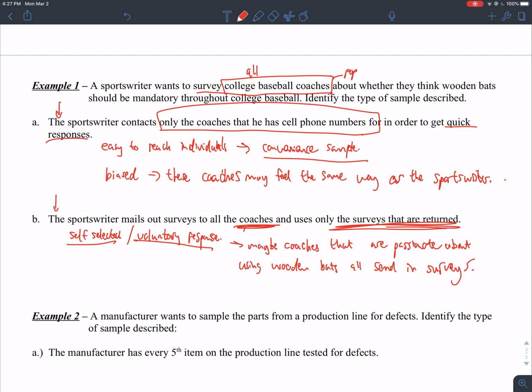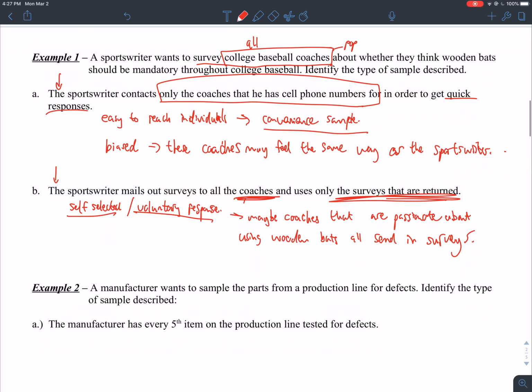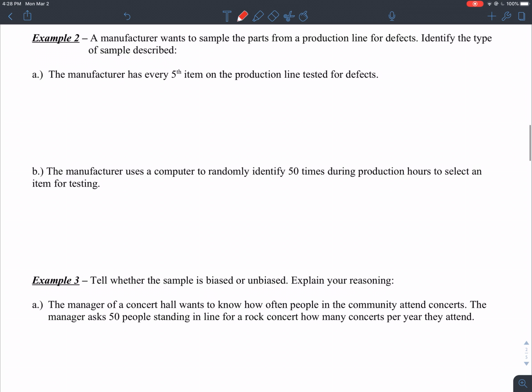Then you see that would be a biased sample because it's just the people who are passionate about wooden bats, and the people who don't really care don't give you their opinion, right? But that doesn't represent everybody. So that's a biased sample. This is also biased.